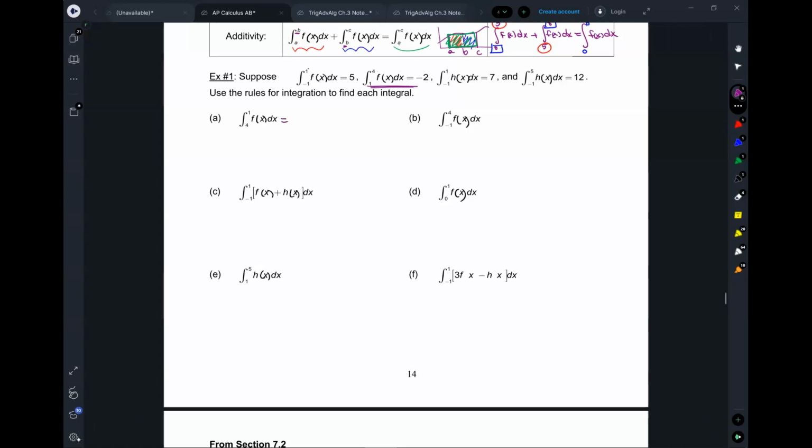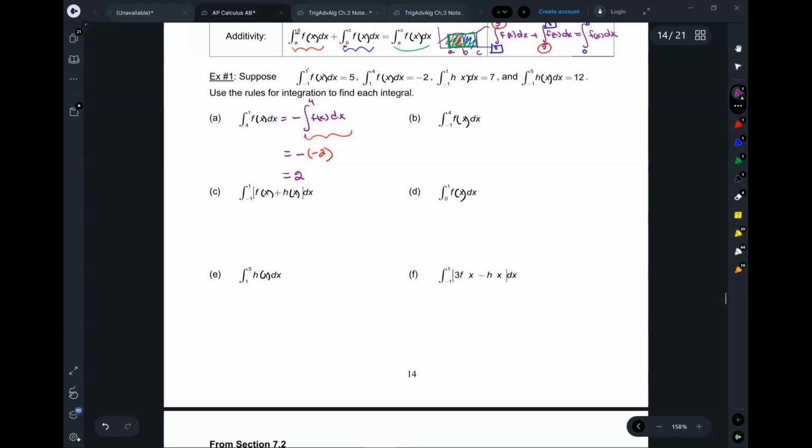So I say, okay, this is equal to the negative of the integral from 1 to 4 of f of x dx. So this is equal to the negative of, and how much is this integral from 1 to 4 of f of x dx? That's -2. So all this together is 2. Okay, let's move on. Let's reset this.